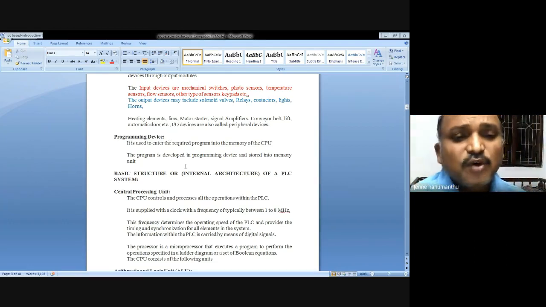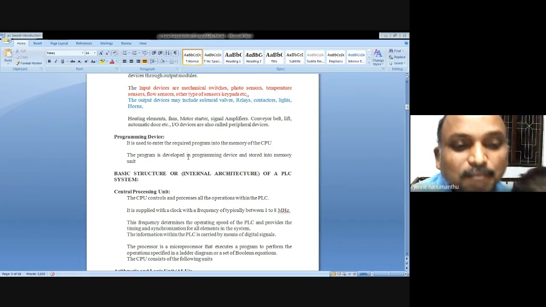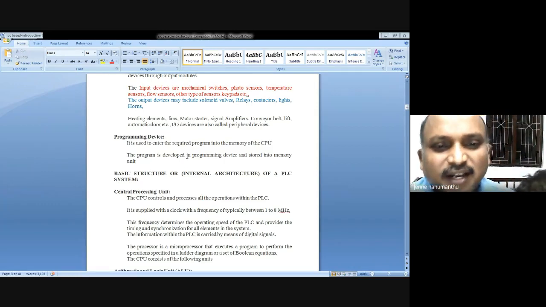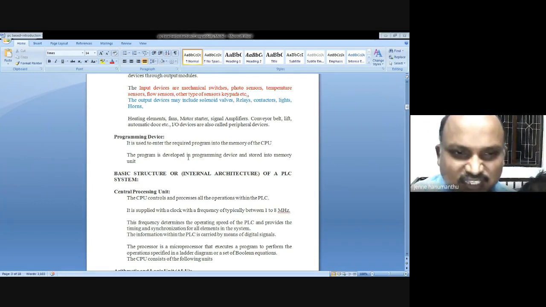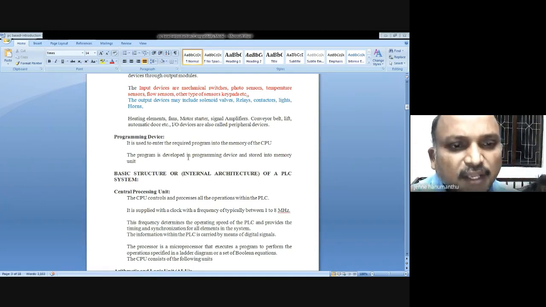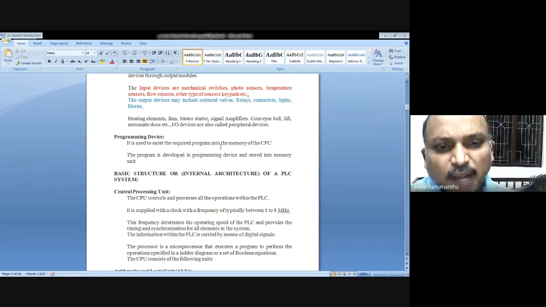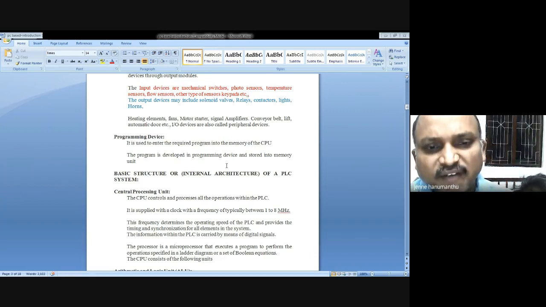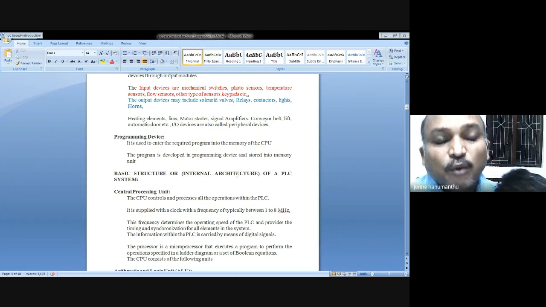Okay. So how best you can program so that we can get the required output. That may be sequence, counting or timing, any automatic action, any logical action or function, isn't it? That depends upon how best we are programming through this programming device. The program is developed in the programming device and stored into memory. Once you are programming, that complete program should be stored into the memory.